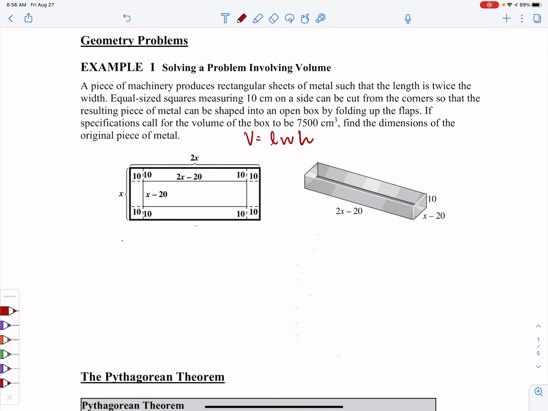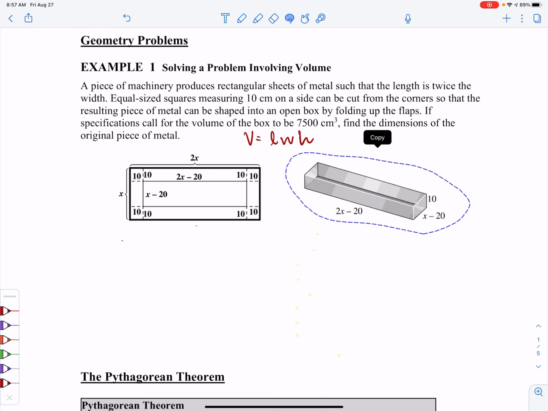So you have a piece of machinery that produces rectangular sheets of metal. So this is the picture that you see on the left. This sheet of metal has the length twice the width, and you can tell that by what they've given you here on the picture. Equal size squares measuring 10 centimeters on a side are going to be cut from the corners. So what they're talking about is a 10 by 10 square is going to be cut on every single corner. And the reason that they're going to do that is so that the resulting piece of metal can be shaped into an open box by folding up what's left. And that's what you see over here on the right side picture.